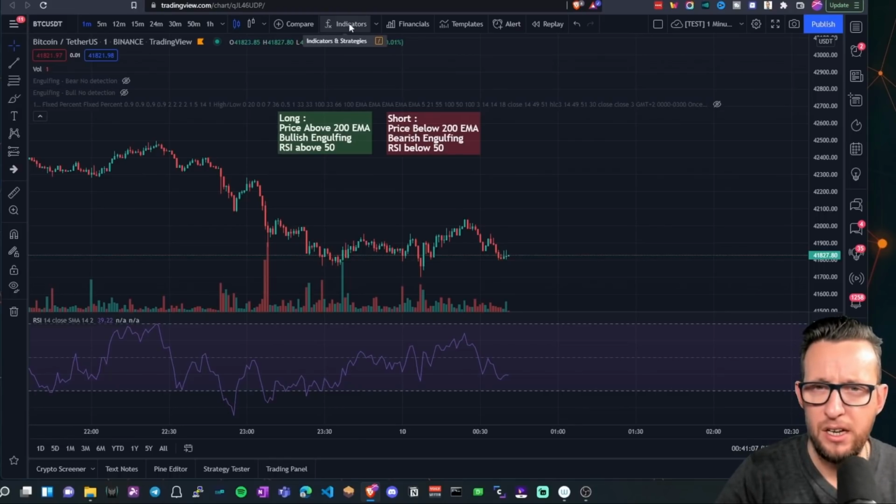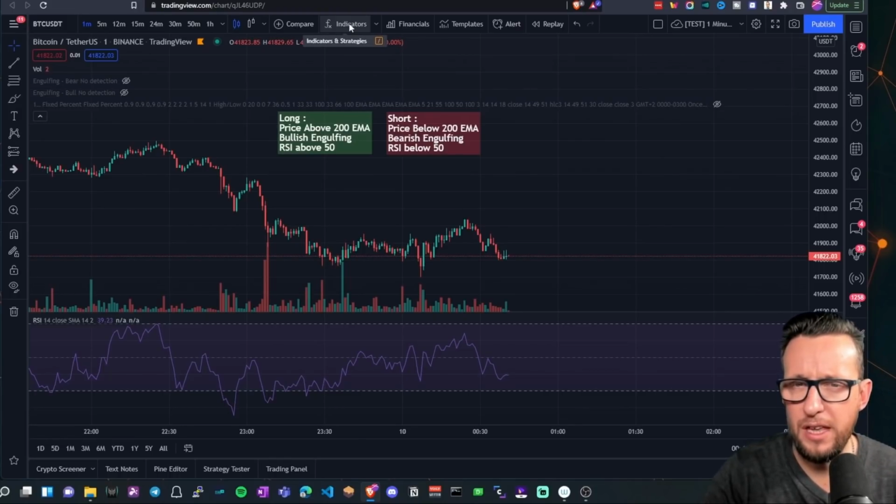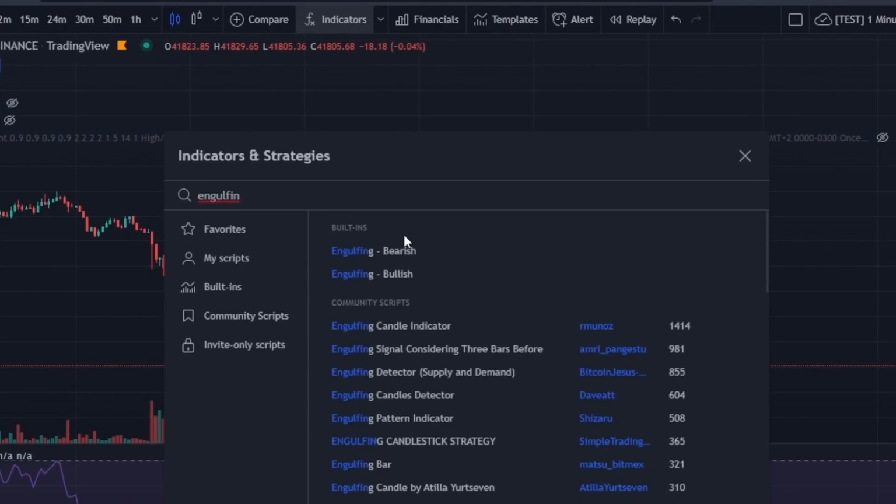So, okay, we do have a couple of indicators to detect these engulfing patterns. You can just go straight to TradingView here. If you click up here and type in engulfing, you will see that there are two built-in indicators. We have the engulfing bearish and bullish.